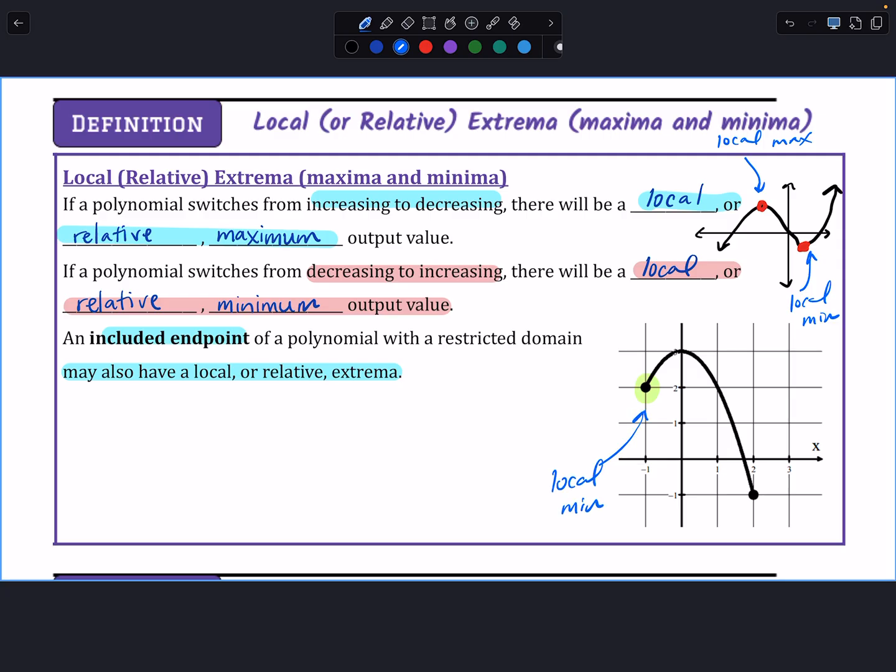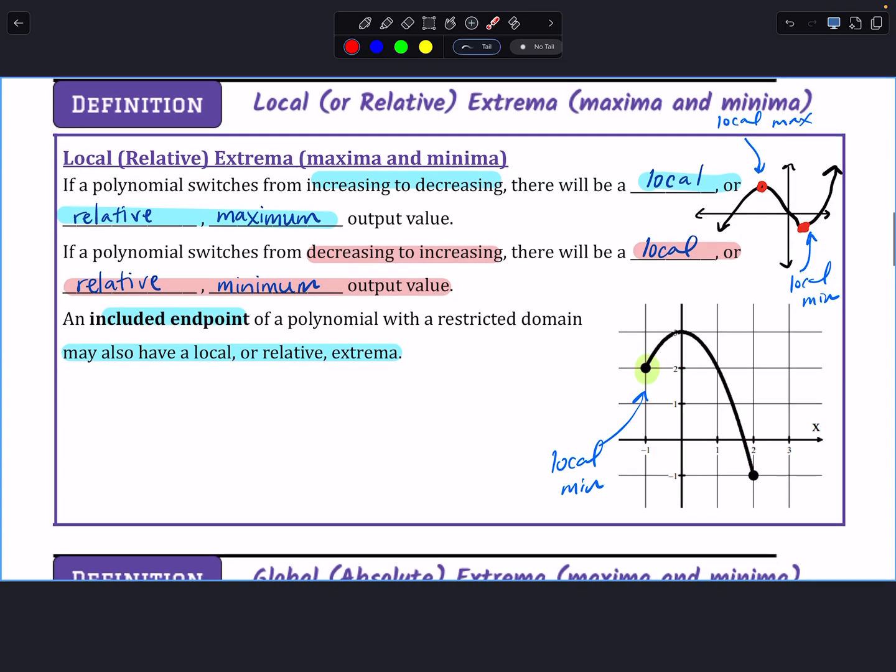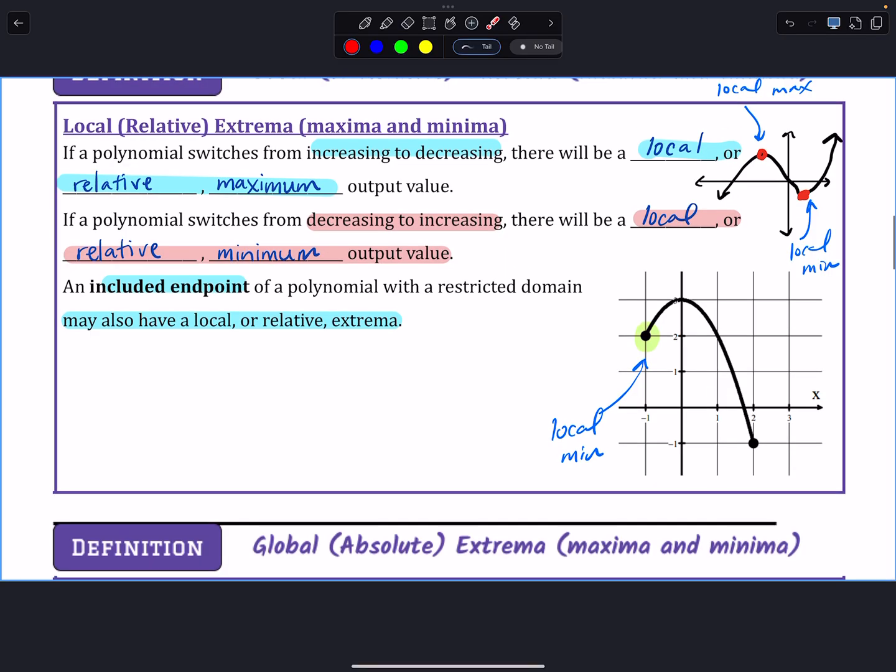And then same thing down here, if I'm looking at just this part of the graph, that endpoint is a max or a min. It's also a minimum. So this is also a local minimum. That looks terrible.